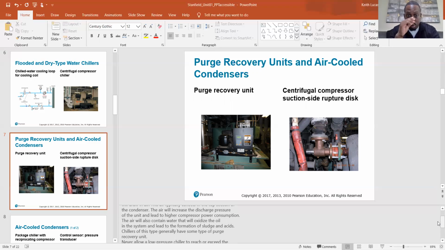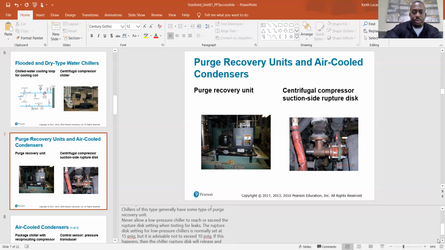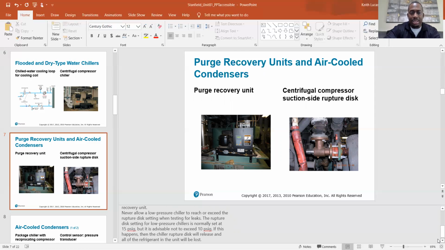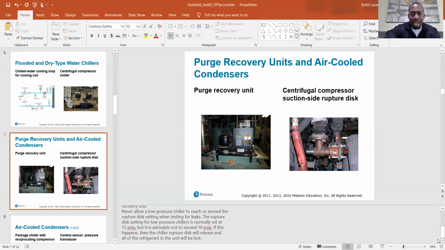The air will also contain water that will oxidize the oil in the system and lead to the formation of sludge and acids. Chillers of this type generally have some type of purge recovery unit. Never allow a low pressure chiller to reach or exceed the rupture disk setting when testing for leaks. The rupture disk setting for low pressure chillers is normally set at 15 psi, but it is advisable not to exceed 10 psi. If this happens, the chiller rupture disk will release and all the refrigerant in the unit will be lost. So when you're leak checking, a lot of times you want to get the pressure up so you can expose the leak, but you don't want to get that pressure above 10 psi, or you're getting into the danger zone of rupturing that rupture disc and blowing whatever refrigerant is left in there.